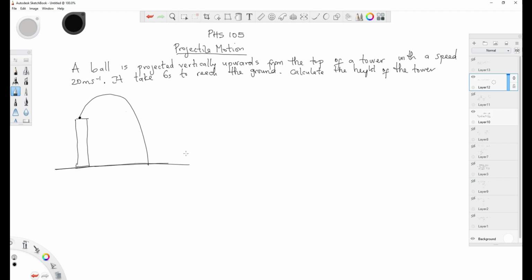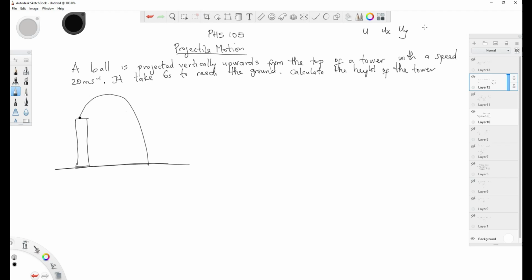This is the ground. Then it goes like this to the ground, and it goes with a speed of 20 meters per second, and it takes 6 seconds to reach the ground. Now, because of this speed, you have to be careful, because projectile motion has, let me say, 3 different kinds of speed. It has the u, it has the ux, and it has the uy.